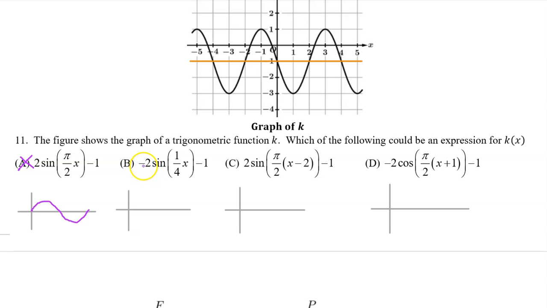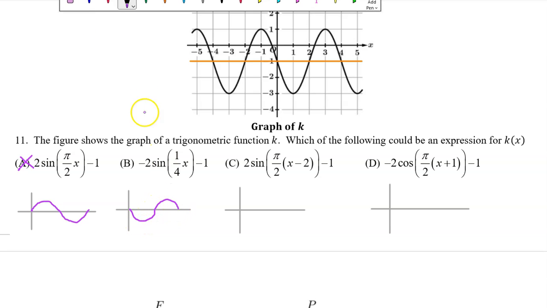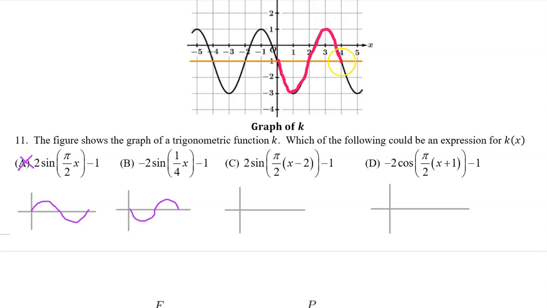Option B is an upside down sine function. So we are expecting one period of option B to look like this. Option B has a C value of 0, so no phase shift. So again, we are starting right at 0. And if I trace out one period of graph K starting at 0, it looks like this. This is a match. An upside down sine function is exactly what we were looking for. So the answer is going to be B, but let's keep going.